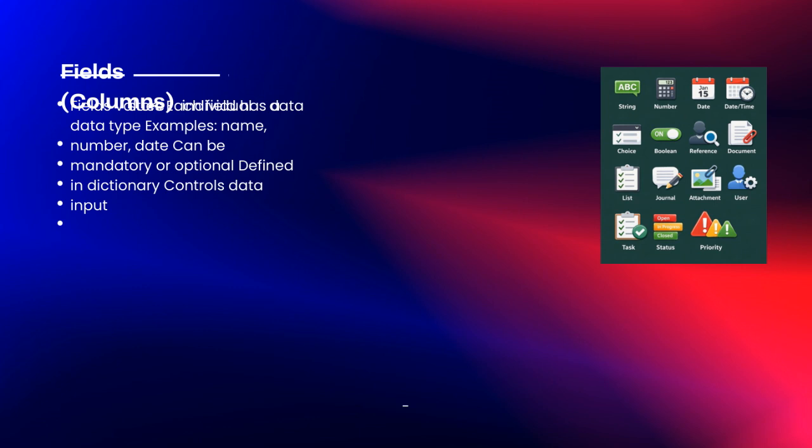store. Some fields are mandatory, meaning they must have a value, while others are optional. These details are defined in a dictionary, which serves as a blueprint for our data structure. Finally, fields control how data input is handled, ensuring consistency and accuracy as we work with our data. Overall, understanding how fields and data types work together is key to organizing and managing our information effectively.